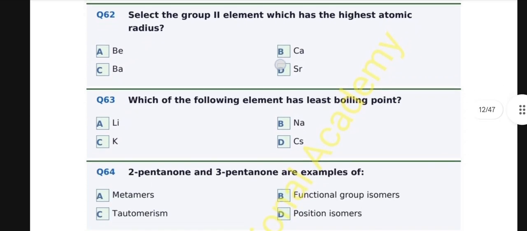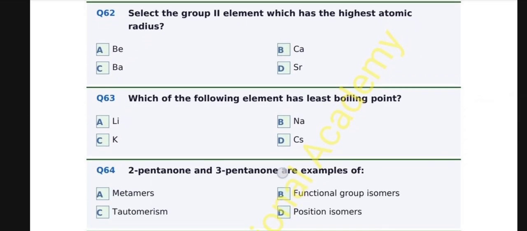Question number 63. Which of the following elements has the lowest boiling point? And the correct option is D. Cs. In group 1A, alkali metals' boiling points decrease down the group as metallic bonding weakens with larger atomic size. Cs has the lowest boiling point, 944 K, among the options.